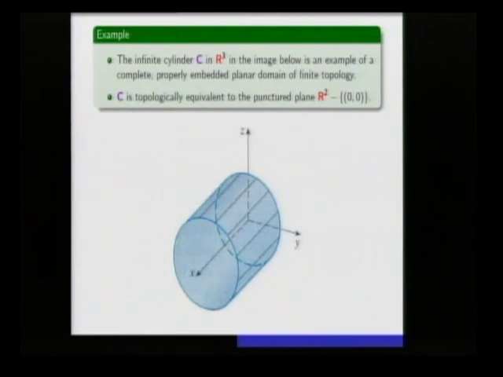Now, the plane is just the two-sphere minus a point, so it has finite topology. It's a two-sphere minus 2 points. A cylinder is a two-sphere minus 2 points. Okay.